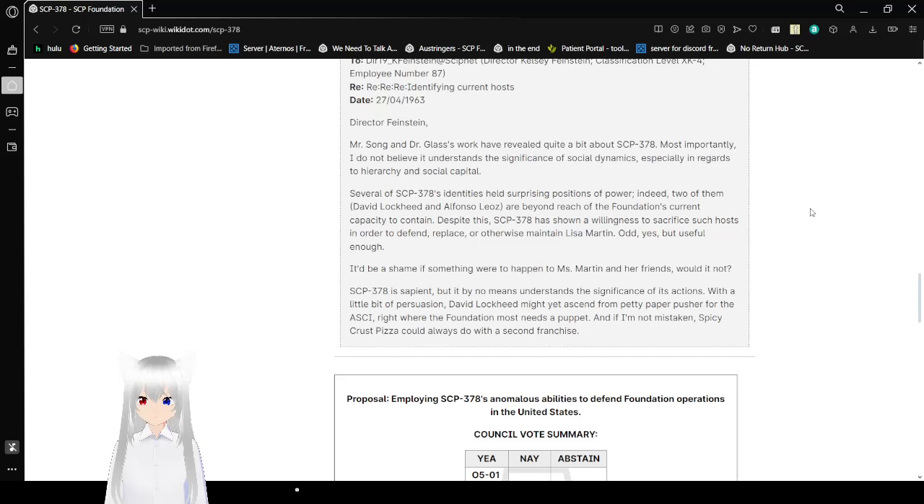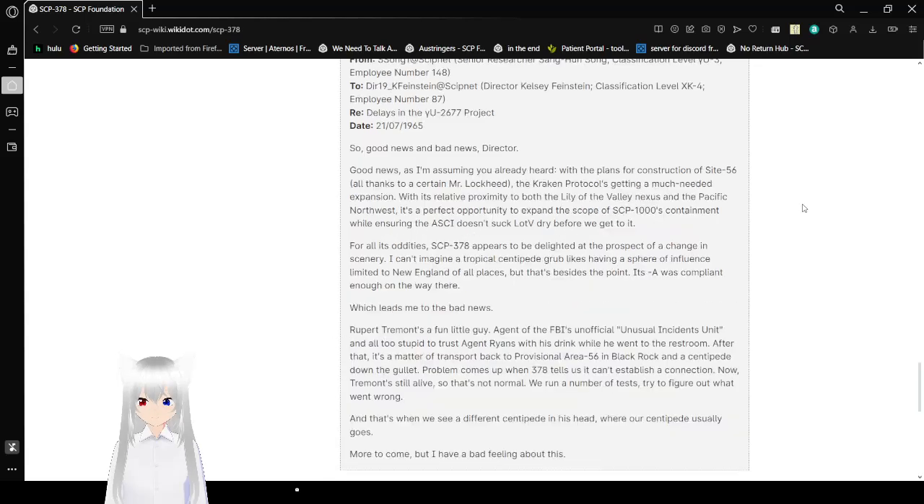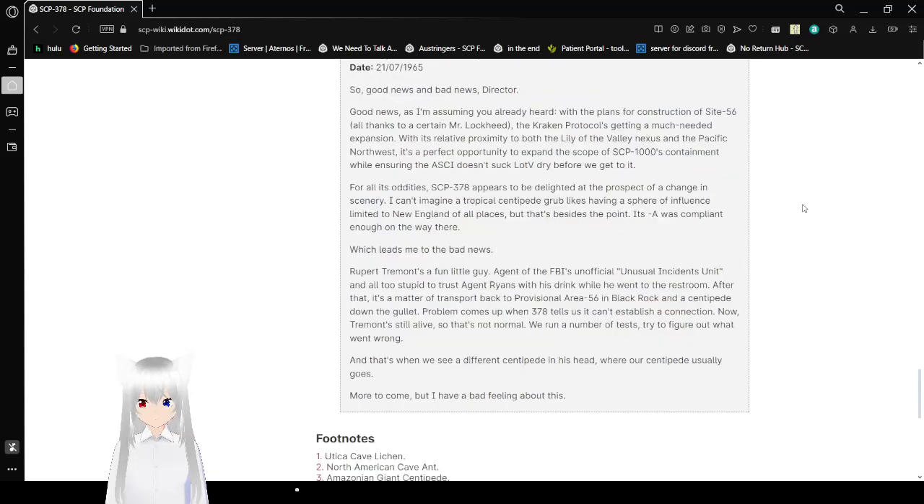July 21st, 1965. So, good news and bad news, Director. Good news, and I'm sorry, as I'm assuming you already heard, with the plans for construction of Site 56. Thanks to Sergeant Mr. Lockhead, the Kraken protocol is getting a much-needed expansion, with its relative proximity to both the Lily of the Valley Nexus and the Pacific Northwest. It's a perfect opportunity to expand the scope of SCP-1000's containment while ensuring the ASCI doesn't suck Lockhead dry before we get to it.